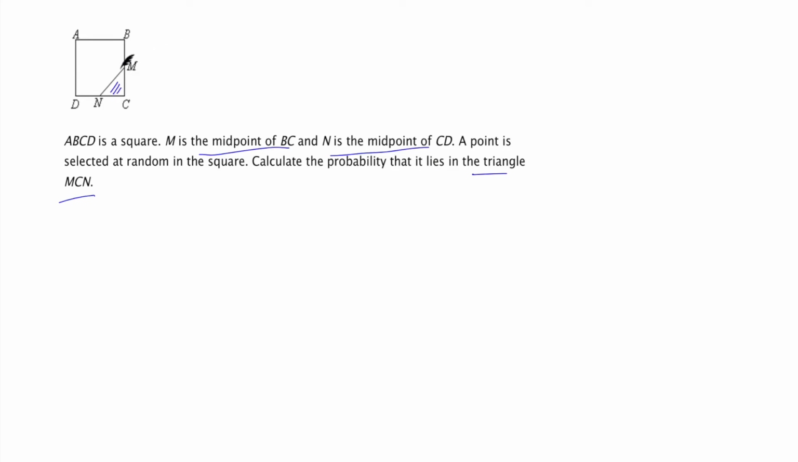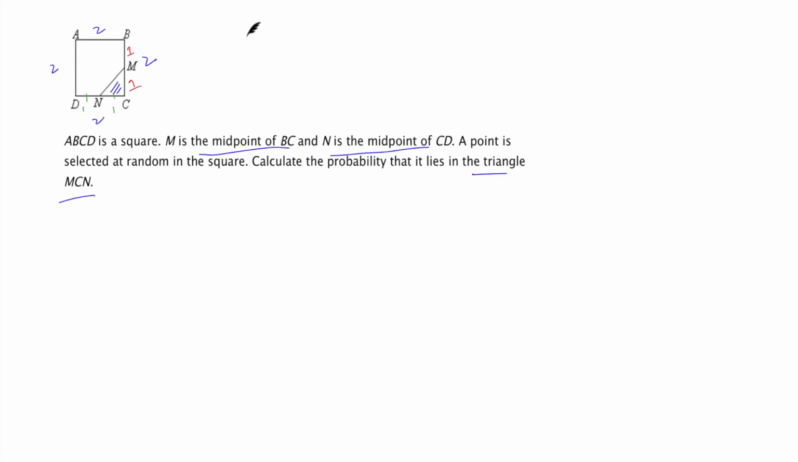Now we are not given any numbers, so let's just plug in values. Let's say the side of the square is 2. So all the sides should be 2. This is also 2, this is also 2, this is also 2. Now M is the midpoint of BC. That means BM should be 1 and CM should also be 1. Similarly, N is the midpoint of DC. That means CN should be 1 and DN should be 1. Now we have got all our sides.